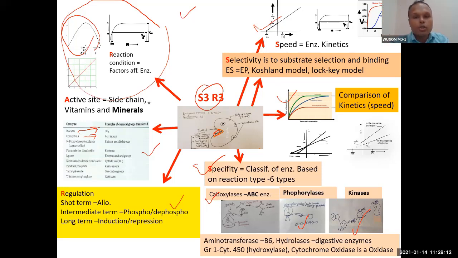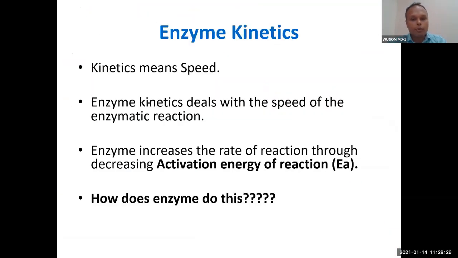You know, velocity will always be on the y-axis. Wherever you see it, velocity will be on the y-axis, and the other variable will be on the x-axis. This graph is a summary, which is why I put it in the beginning. So what does kinetics mean? Very simple. Kinetics means speed. Just remember, kinetics means speed.